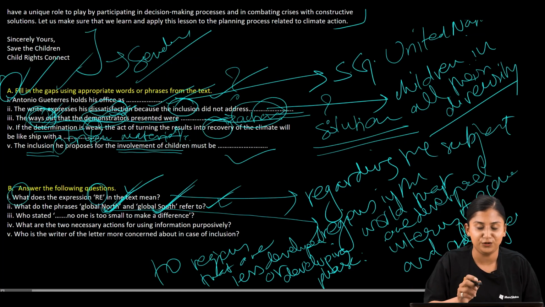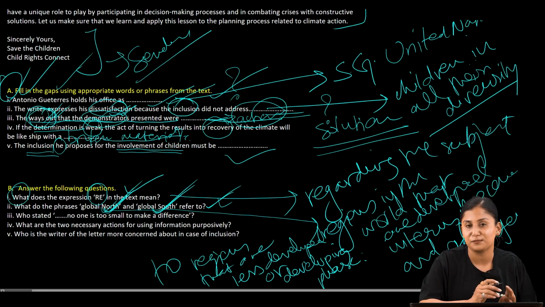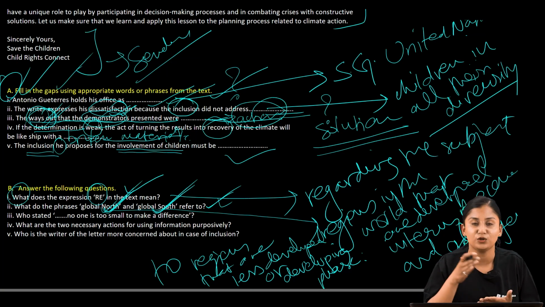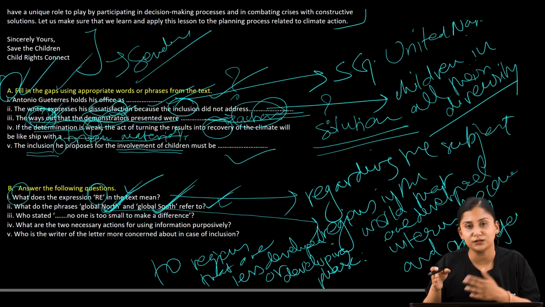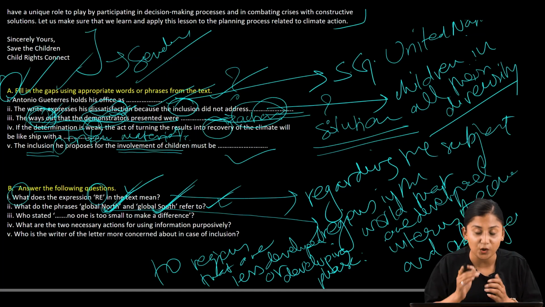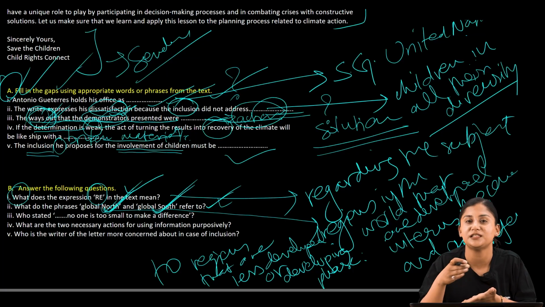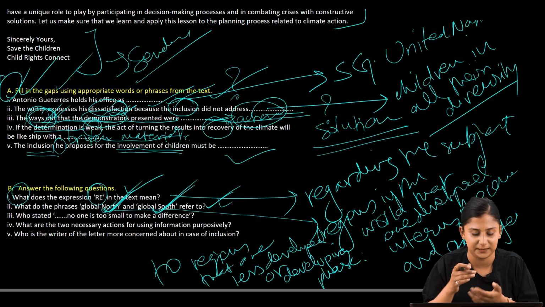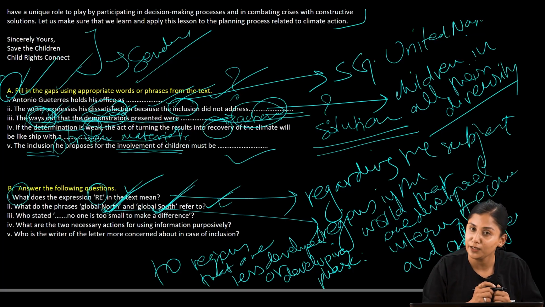So global north refers to the regions in the world that are much developed in terms of economy and also the developmental sectors, whereas global south refers to the regions in the world that are yet to be developed, or you can say they are in a developing stage. So now let us move to the next question.